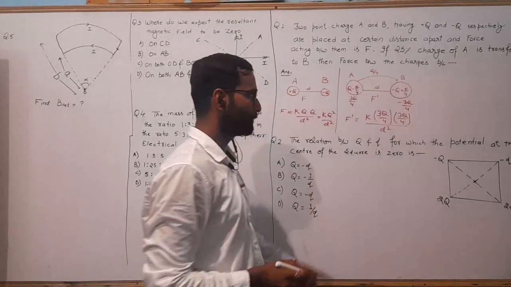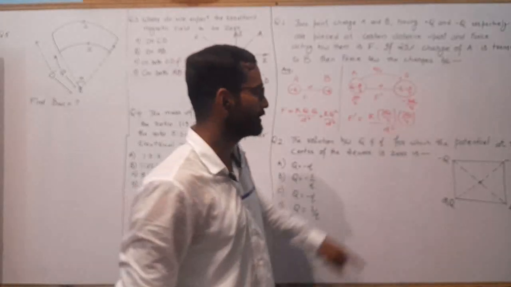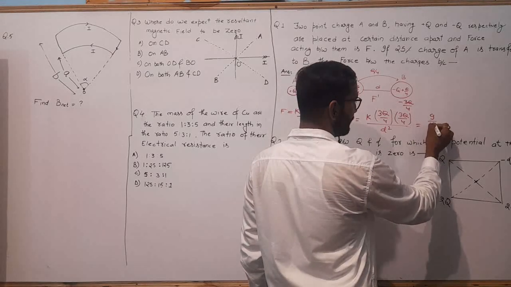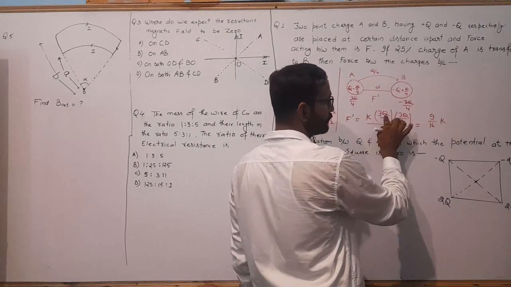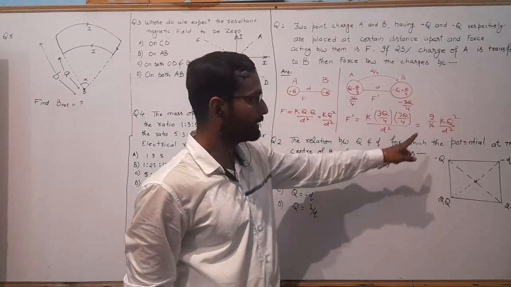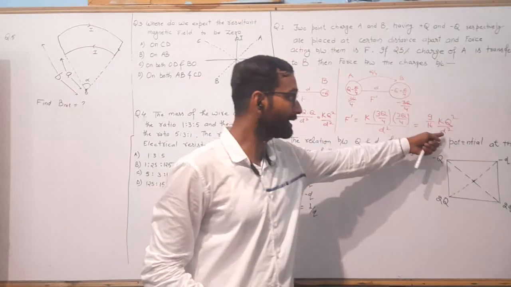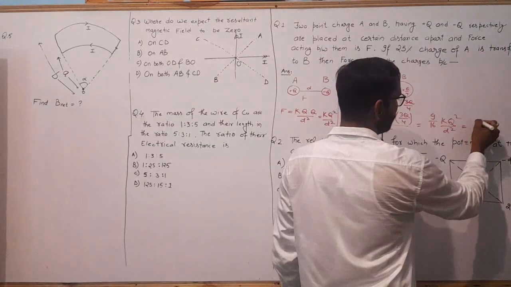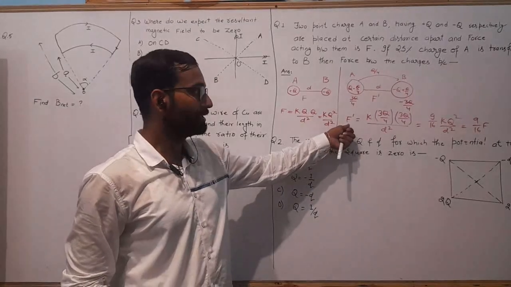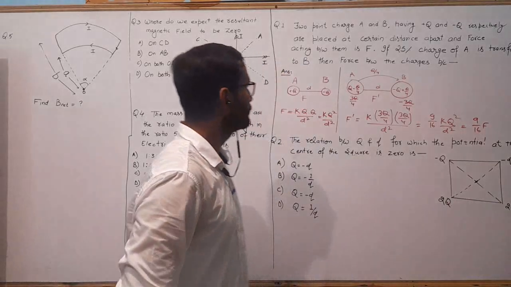Now first of all we simplify the numerical values. 3 multiplied by 3 is 9 and 4 multiplied by 4 is 16. This will be 9 by 16 K Q square upon D square. You see carefully that K Q square by D square is the value of F. So we put F. 9 by 16 F. So now we get the answer: F dash, the new force, will become 9 by 16 of the old force. Okay, so this was the answer.